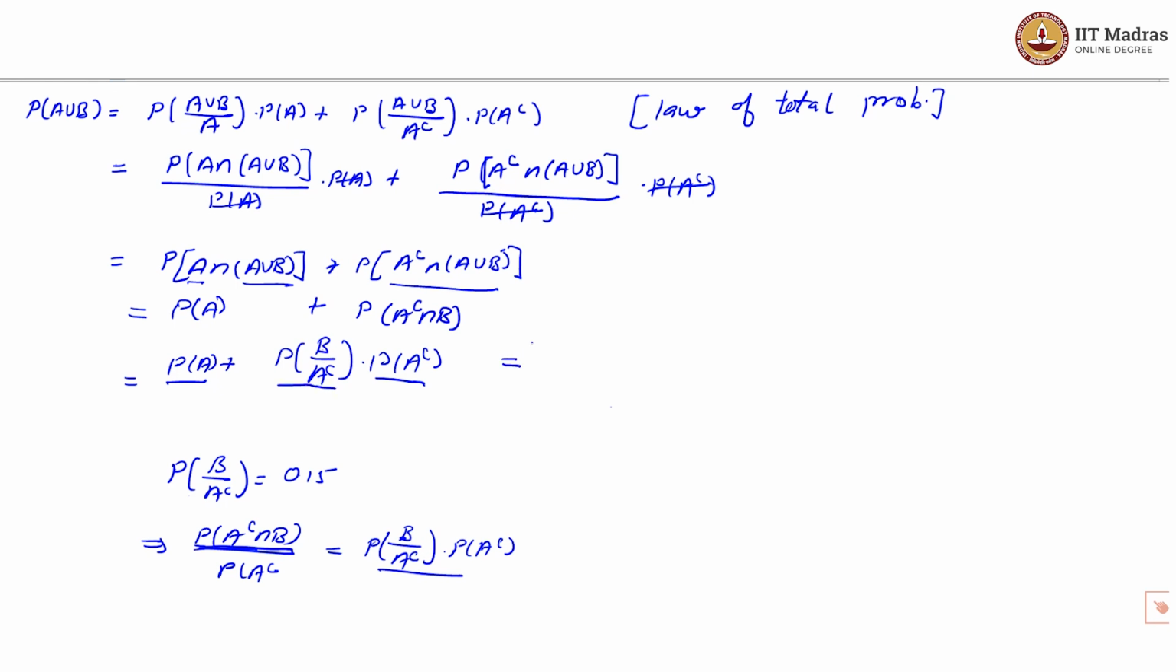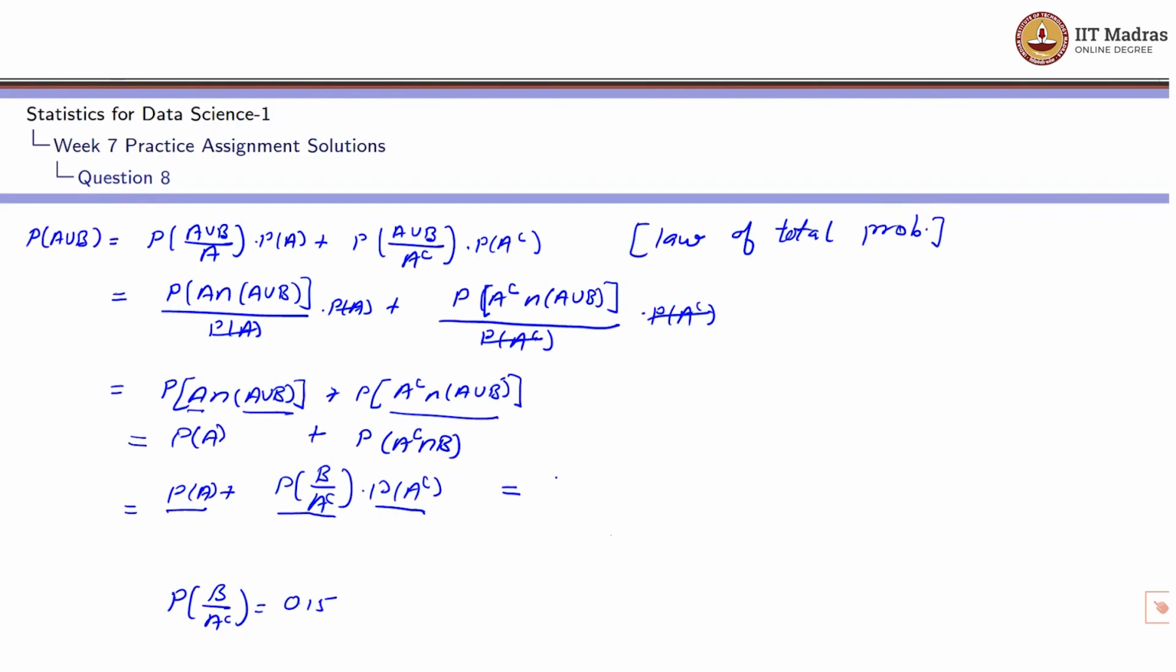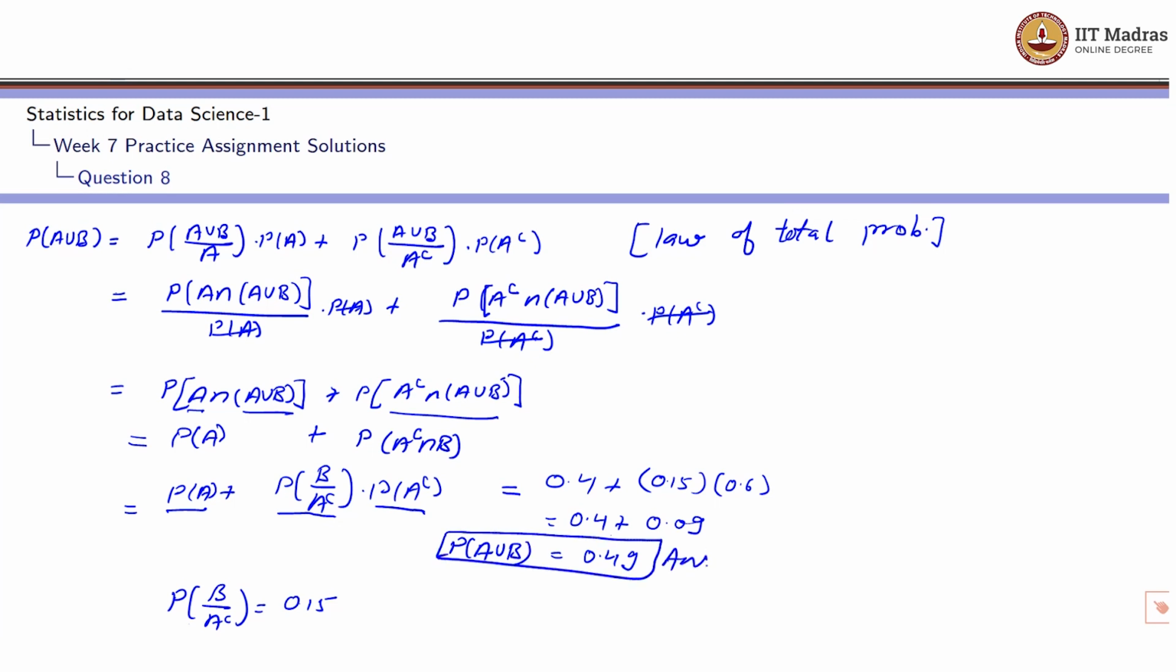So by putting all the values, P of A is given as 0.4 plus this is given as 0.15, and this will be my 1 minus 0.4, that will be 0.6. This is 0.4 plus 0.09, so this will be equal to 0.49. So 49% chances are there that at least one of them will go to school, that is P of A union B. This is my answer.